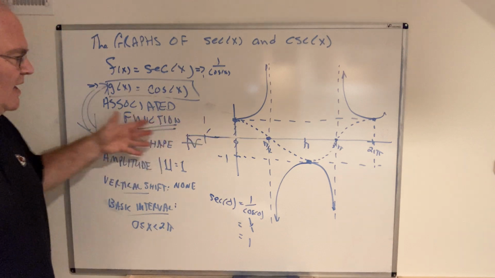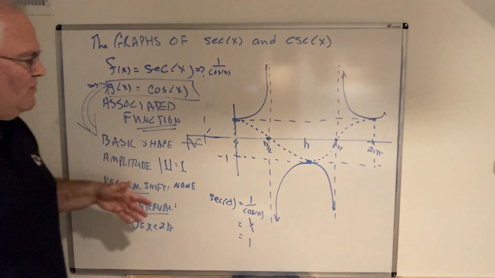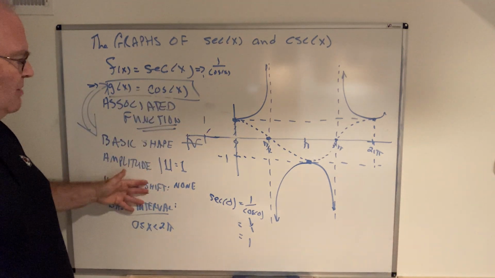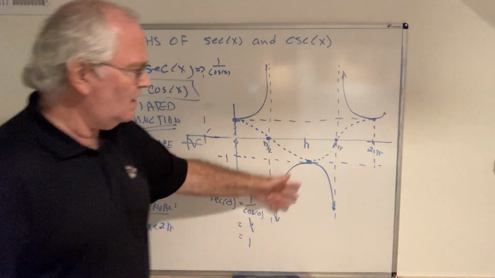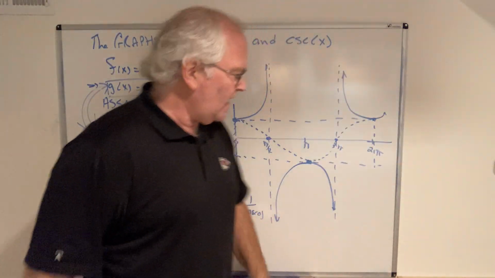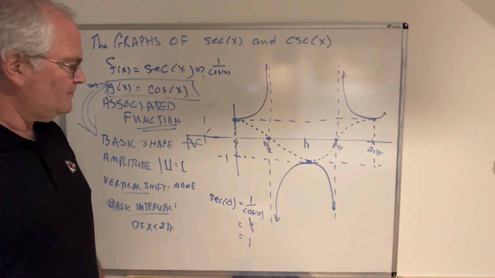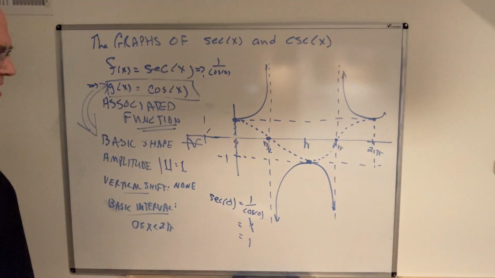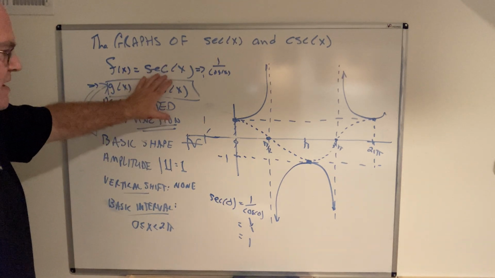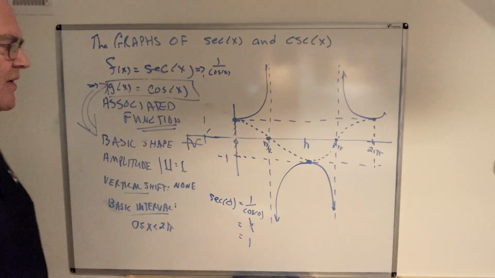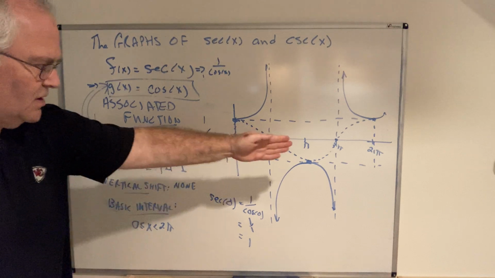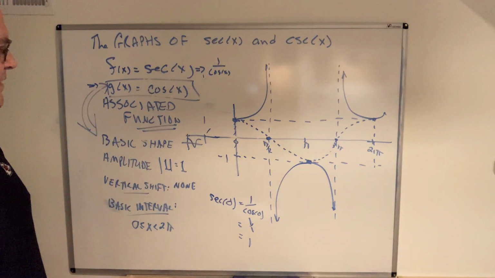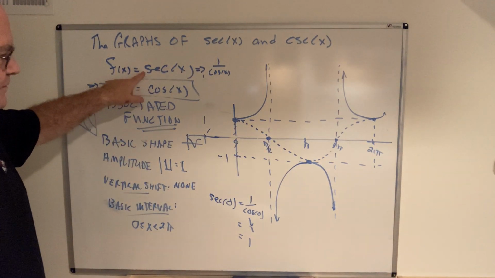If we had the entire cosine graph, then we would have an entire set of these. Below, above, below, above, below, above, below, above, following the graph of cosine. And so this is the graph of one period of the secant curve. The standard period for secant is the same as the standard period for cosine, which is 0 to 2 pi. The amplitude of secant is 1.